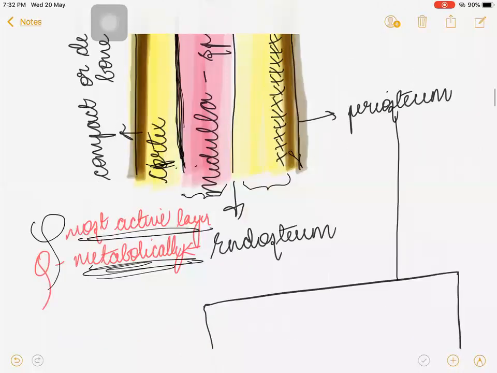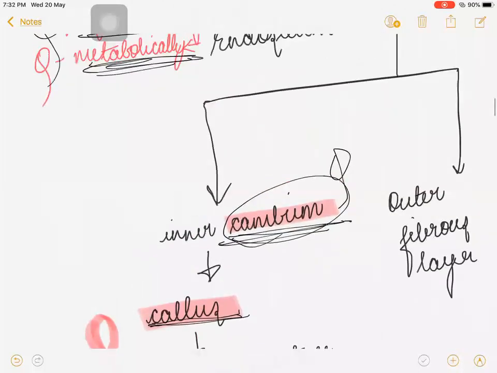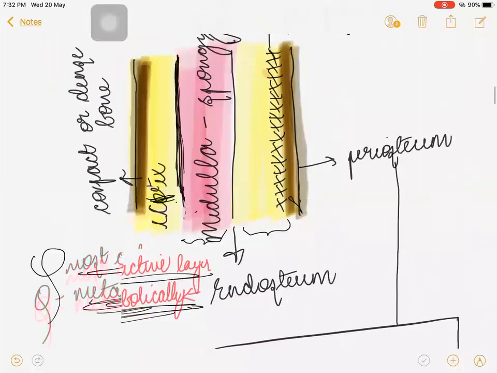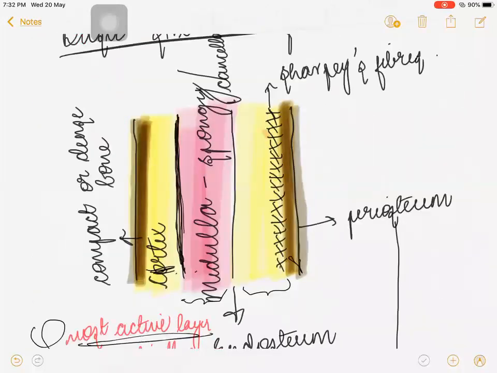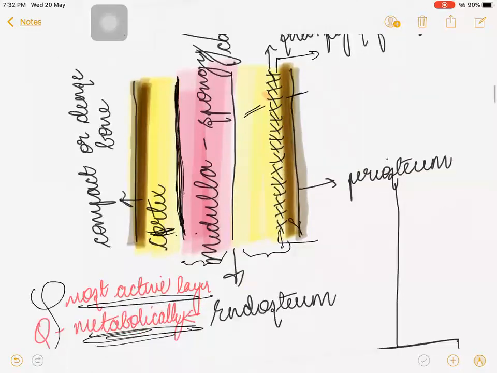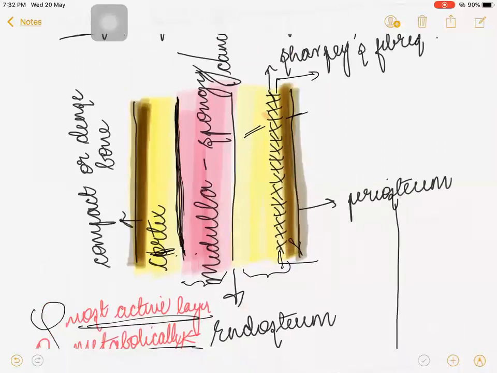Then you have the outer layer, which is the outer fibrous layer. The layer which is going to be connecting the periosteum to the cortex is known as the Sharpey's fiber. Okay, so this is basically the basic structure.